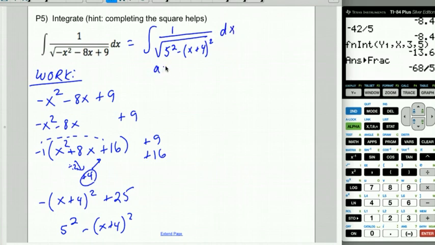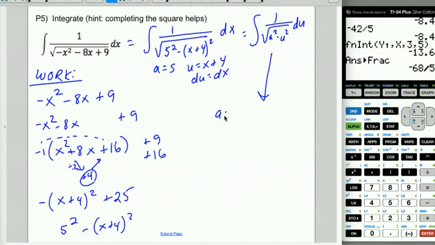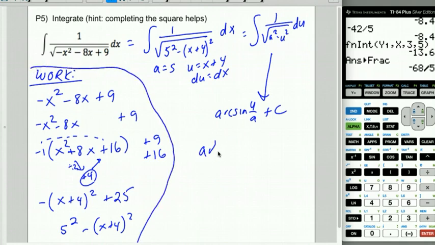So my a is 5 and my u is x plus 4, which makes my du a dx. So this is the integral of 1 over the square root of a squared minus u squared du, which means I have the arc sine of u over a plus c. So my answer is, let me separate the algebra work again, the arc sine of u, which was x plus 4, over a, which was 5, plus c.